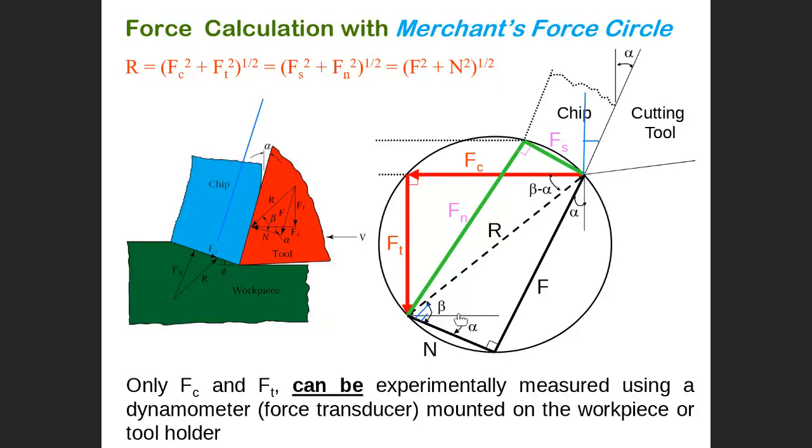This angle is alpha. This angle with the horizontal line is also alpha. And this angle here is equal to beta minus alpha. This angle is also beta minus alpha. So these are the angles in the Merchant circle.